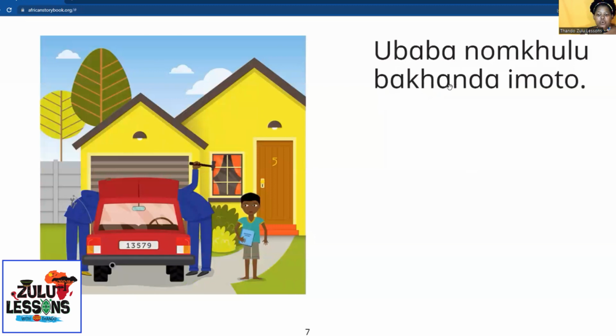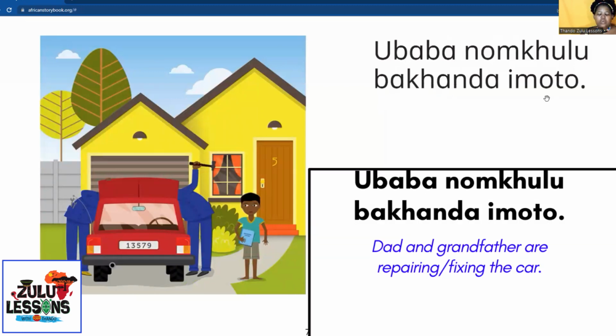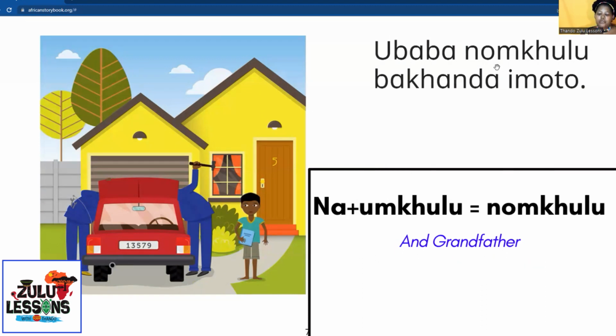Ubaba nomkhulu bakhanda imoto. Oh dear, our friend is just not lucky. The sister is sleeping. Grandma and mom are cooking. Now, ubaba, father, and grandfather, here is our and here, na, umkhulu. So that a of na blended together with umkhulu gives us that o, nomkhulu, and grandfather. Bakhanda imoto. Pay attention to this one now.